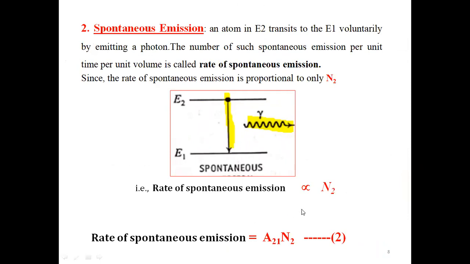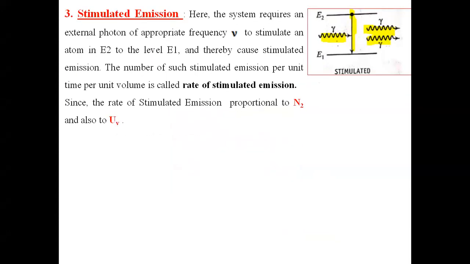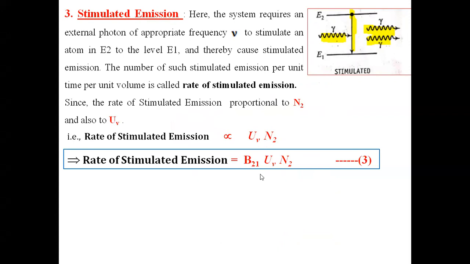Therefore, I just have N2, that is, the rate of spontaneous emission is directly proportional to N2 only. And the constant of proportionality is again an Einstein coefficient. Similarly, the rate of stimulated emission is directly proportional to the incident photon density and the number of atoms in the excited state. This is obvious, okay? Stimulated emission requires an incident photon, right? Therefore, these are the two factors on which the rate of stimulated emission depends. Now, the constant of proportionality is the new Einstein coefficient, B21.